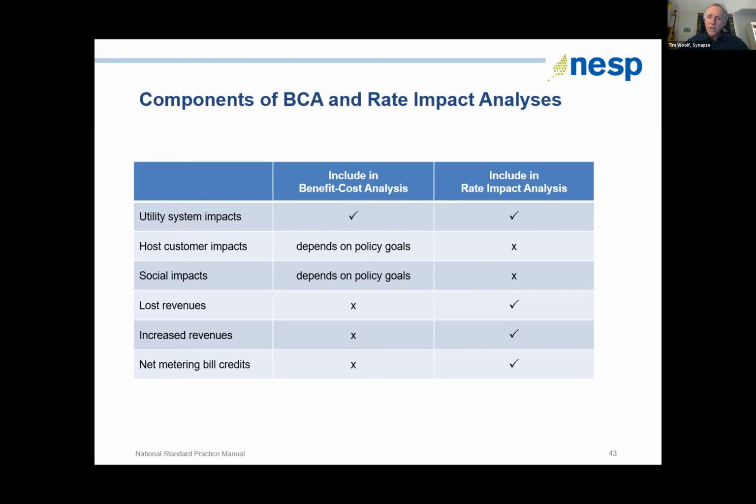However, in the rate impact analysis, absolutely, utility system impacts are the big driver of rates. Host customer impacts and societal impacts don't affect rates, so you don't leave them in. Lost revenues, increased revenues, and net metering bill credits, all of them will affect rates, and so those need to be factored in. And so you can see right here why the two are very different, depending upon what you include. And you could see from the slide above why it's important to keep them separate. Next slide.